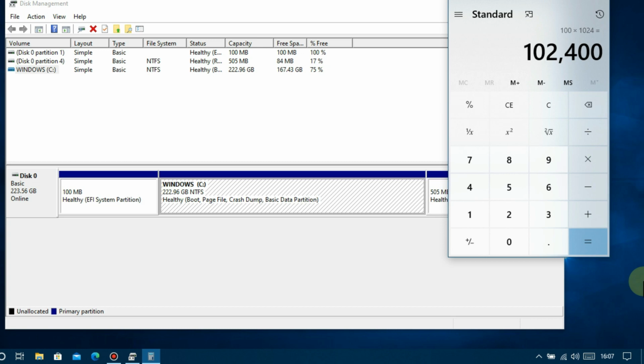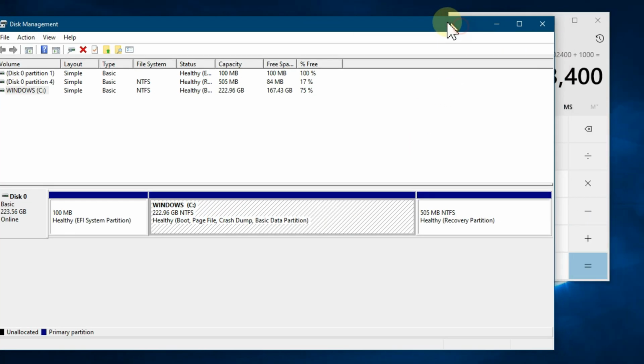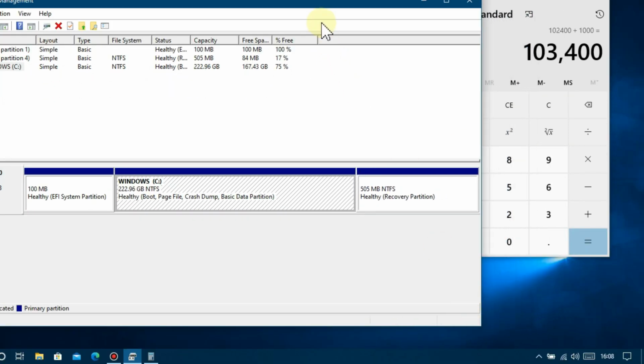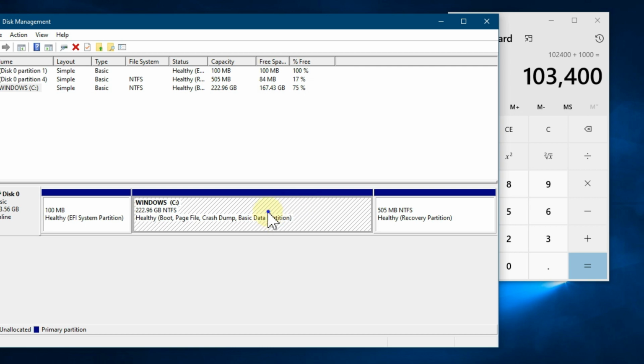Here I want to give you one very important piece of information: every time you make a 100 GB hard disk partition, you have to add 1000 MBs extra, because when you make 100 GB, about 1000 MB of data goes to a system reserved area somewhere like this. So you have to add 1000 MBs extra, so it could be 103400. How? Let's do it.